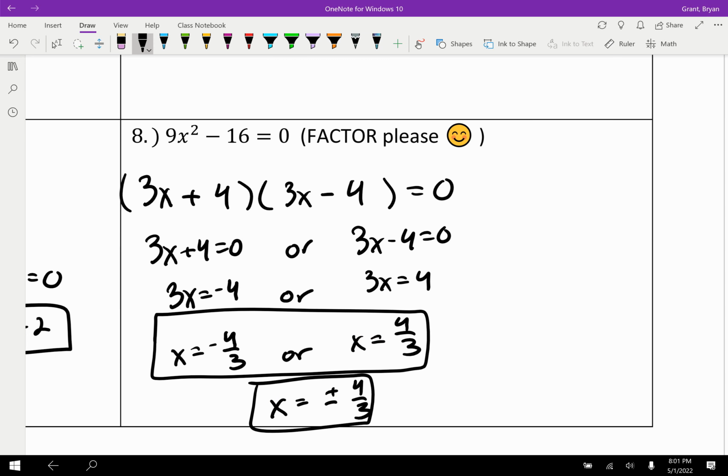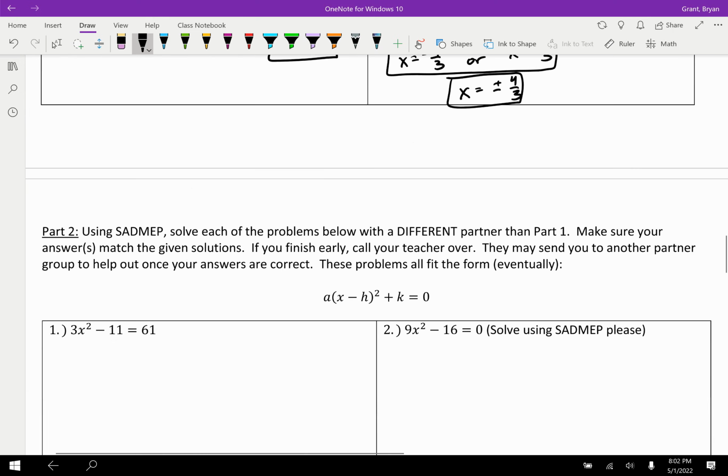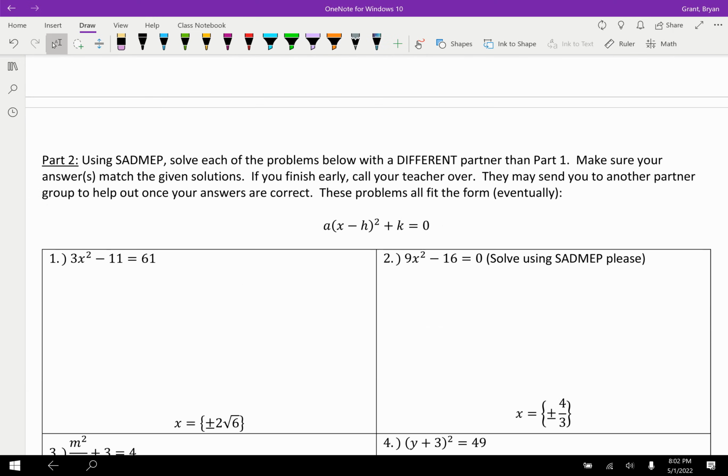All right, so we've gotten some great practice now on our factoring and using that zero product property to solve. But we don't want to forget what's come before. So if you take a look at our third page, it's going to show us equations that only have a single x.